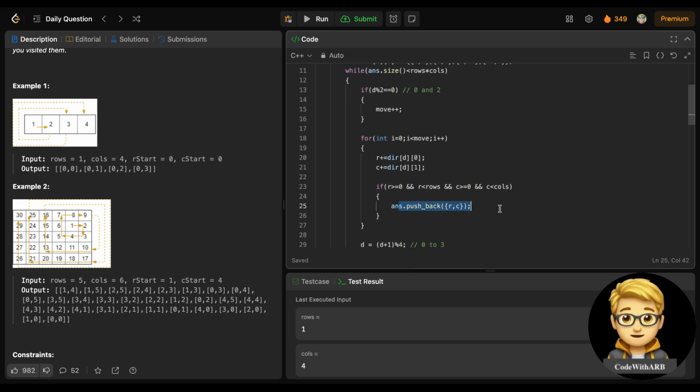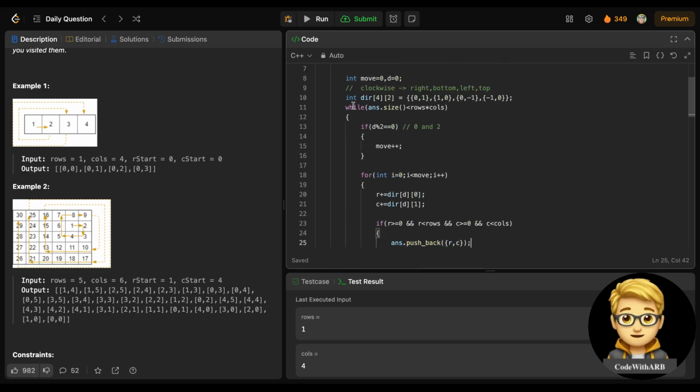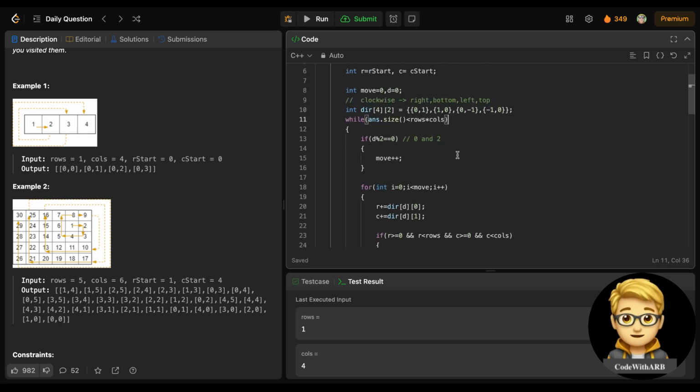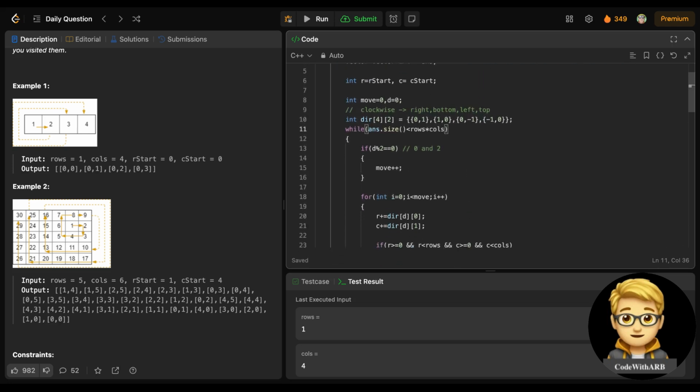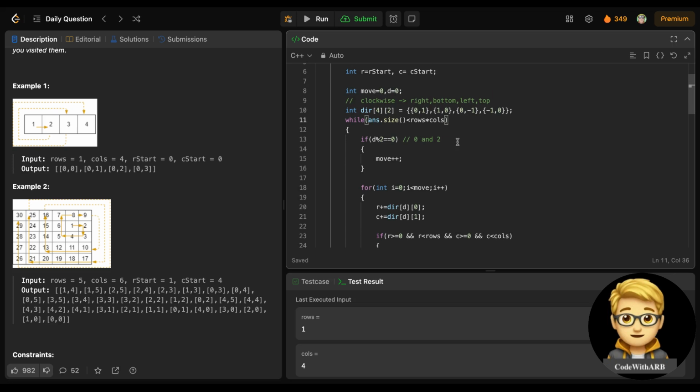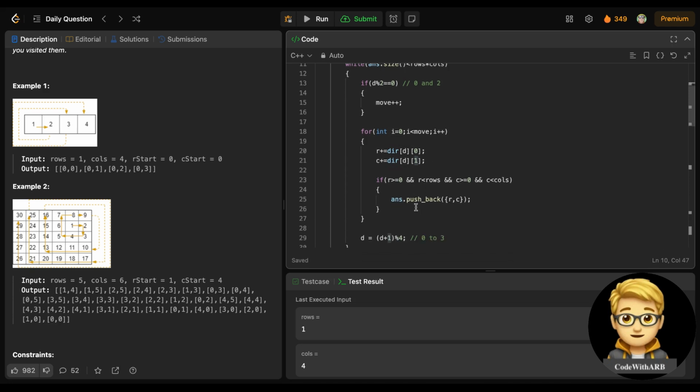I think answer is not the problem, because the while loop is here. So I think the while loop is giving some errors. Moving right, the column will change. Bottom, the row will change. Left, the column will change, and the top, the row will be changed. Right. So this is correct, I think.